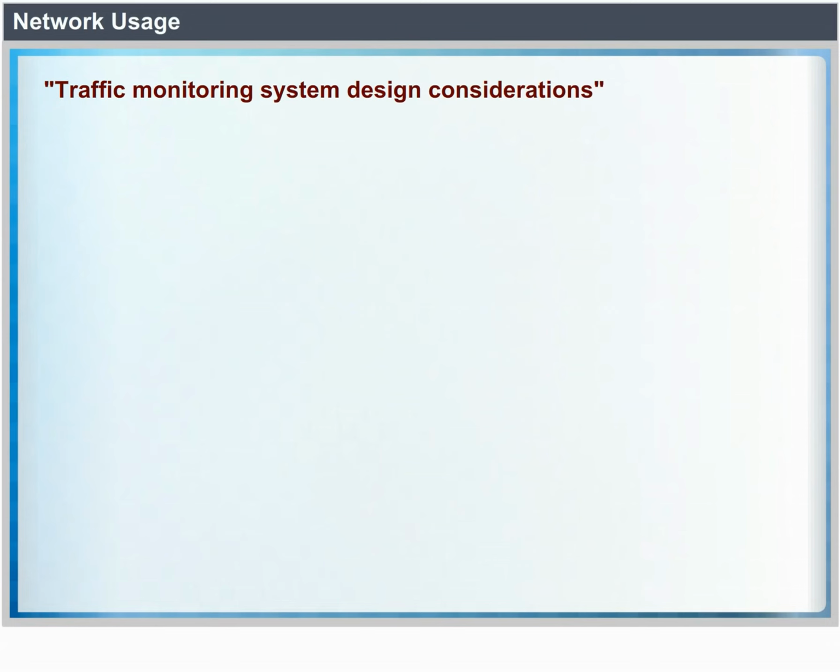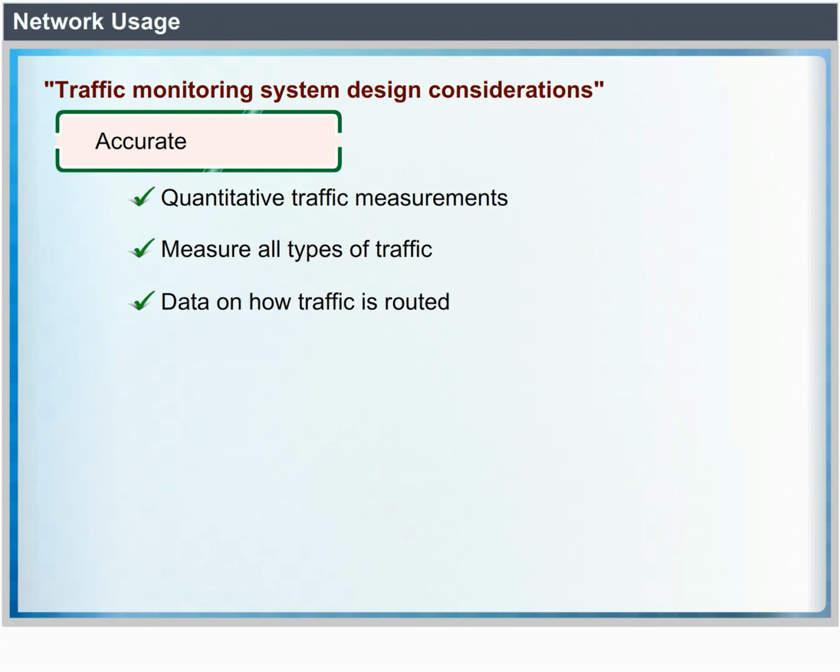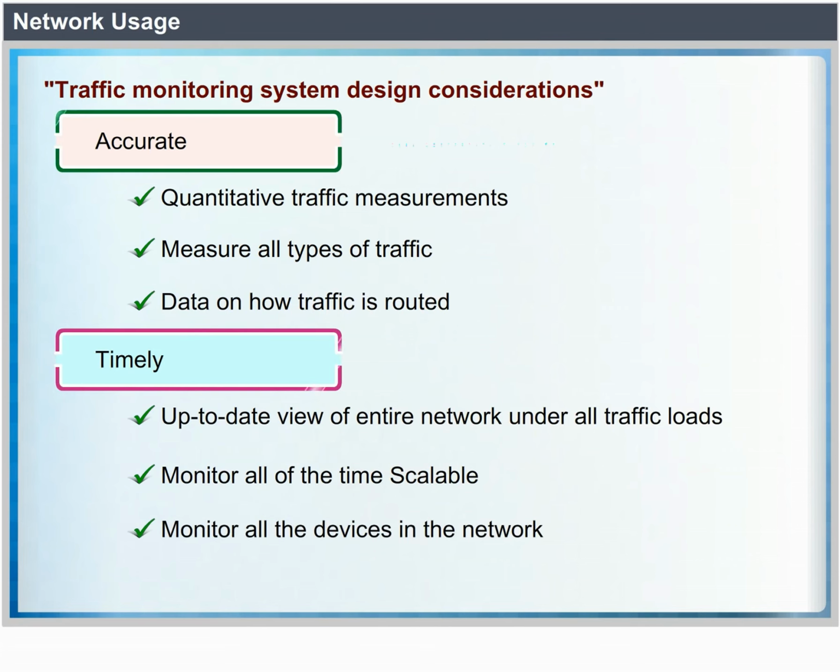Traffic monitoring system design considerations. Accurate: qualitative traffic measurements, measure all types of traffic, data on how traffic is routed. Timely: up-to-date view of the entire network under all traffic loads, monitor all of the time. Scalable: monitor all the devices in the network, monitor all speeds of link up to 1G, 10G, 40G, etc. Minimal impact on performance.